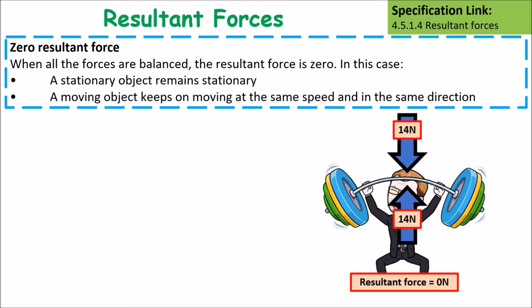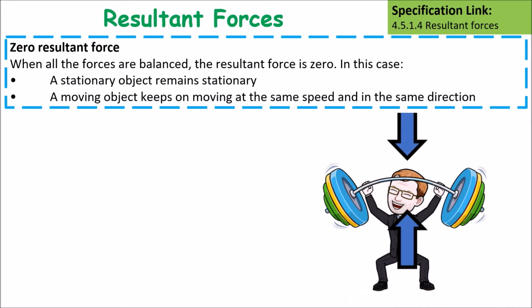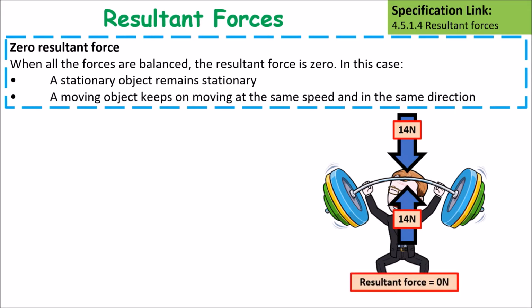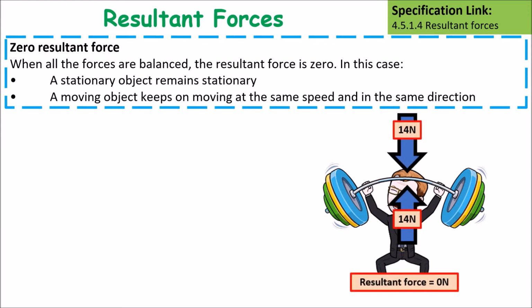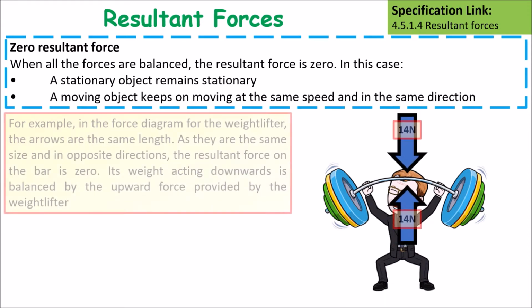So if we've got a zero resultant force, when the forces are balanced, there is a resultant force of zero. In this case, a stationary object remains stationary, or a moving object keeps moving at the same speed and in the same direction.